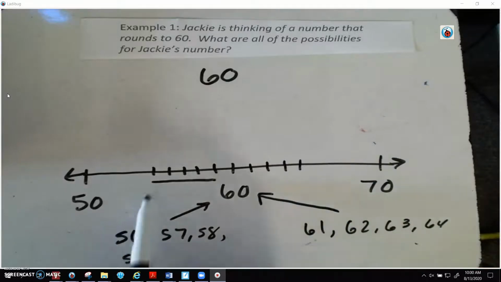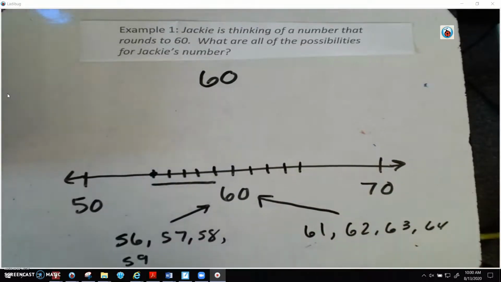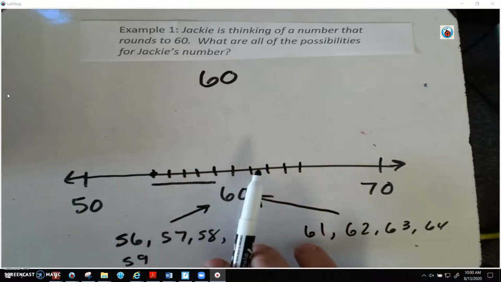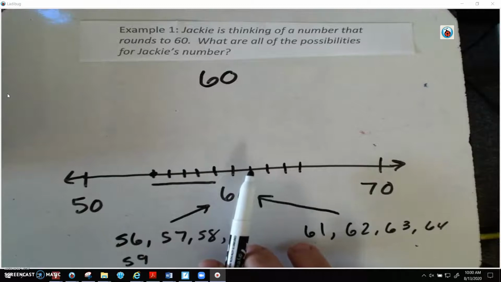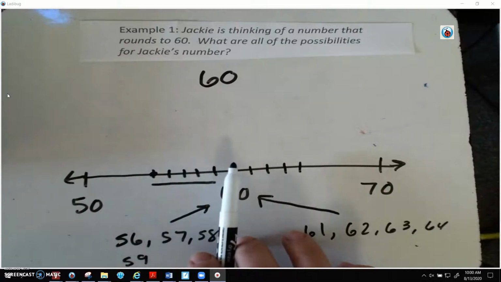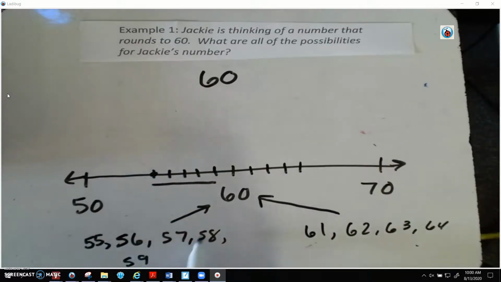When I think about 55, I didn't write 55. 55 would be right here. When I think about 55, I know that that would be halfway in between 50 and 60. And anytime it's halfway, it's going to go to the higher number of 60. So I know that 55 would also round to 60.